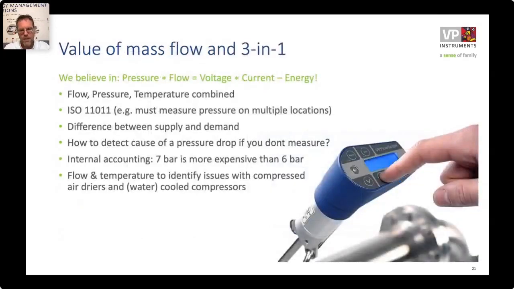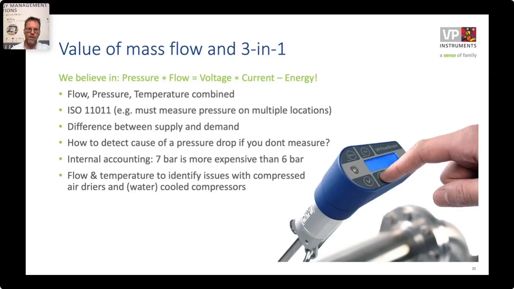Now, another thing to look at when selecting a flow meter is if it's a mass flow meter, and preferably also a multivariable flow meter, which means it also has a built-in pressure sensor and temperature sensor that you can also read out. So in that way, you have flow, pressure, and temperature combined in one instrument, which is by some directives like ISO 11011 also mandatory if you do an audit. So why not combine it in one instrument? But also it can be very helpful to find pressure and flow combination problems.